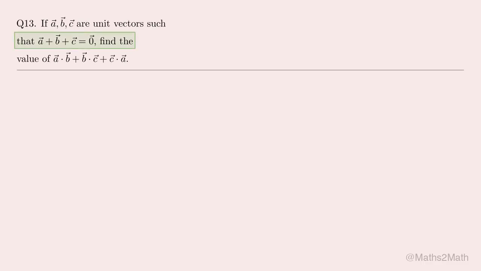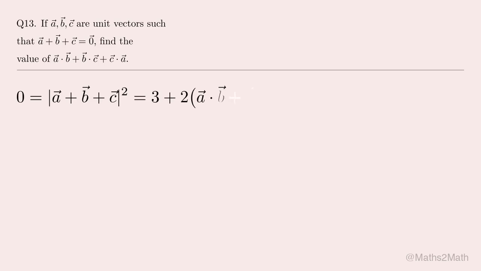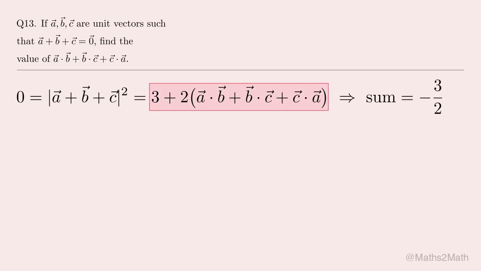Question 13. Square the zero sum. Each unit vector contributes 1 to the square. Squaring gives 3 plus twice the wanted sum equals 0, so the sum is minus 3/2.